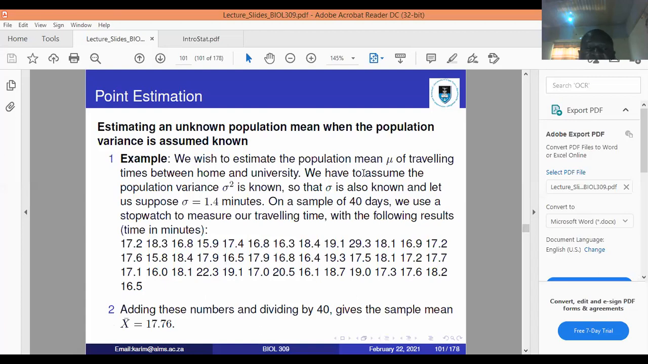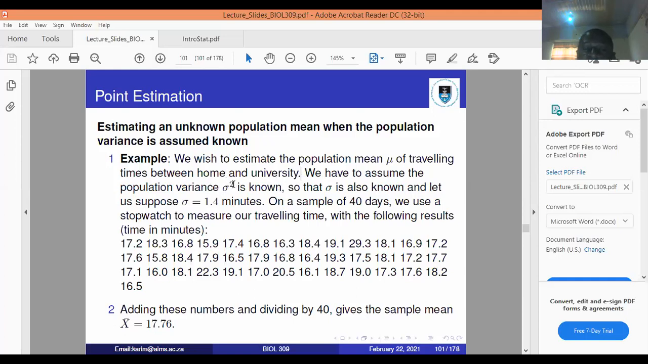So still under point estimation, here we have a data set and we want to encourage people to exercise. So we want to see the walking distance. What is the average time people spend walking? Here we wish to estimate the population mean of traveling times between home and university. Some of you travel from home to the university by walking, and we have to assume the population variance, which is sigma squared, is known.